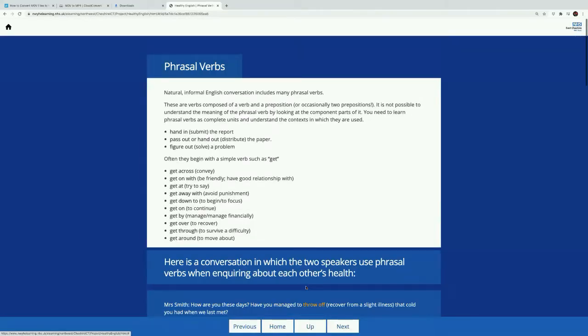Phrasal verbs. Phrasal verbs are verbs composed of a verb and a preposition, or occasionally two prepositions. It's not possible to understand the meaning of a phrasal verb by looking at the component parts of it. You have to learn phrasal verbs as complete units and understand the contexts in which they're used.